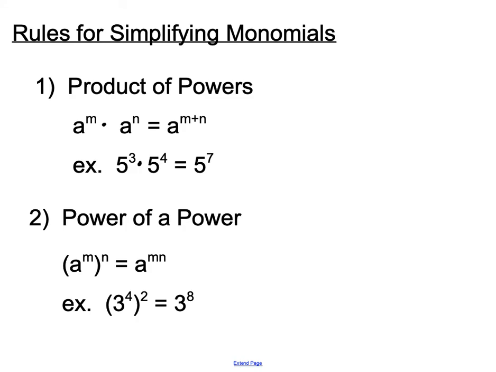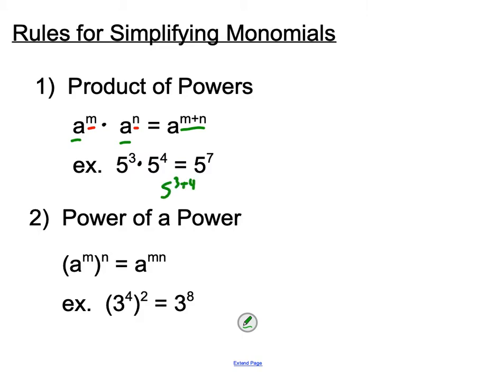So now on to our second learning target. Rules for simplified monomials. Product of powers, we've got a to the m times a to the n there. What you end up doing with the powers is adding those together, as long as the two bases are the same. You've got a to the m and a to the n, so they have the same base, so you can simply add the powers together. So the example here, you've got 5 to the third times 5 to the fourth. You go ahead and you can add them together.